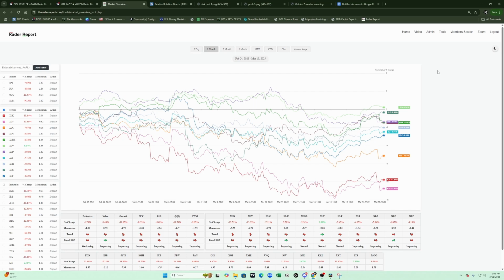To find leaders and laggers in the market, we need a tool that can help us efficiently spot the leading and lagging sectors or industries.